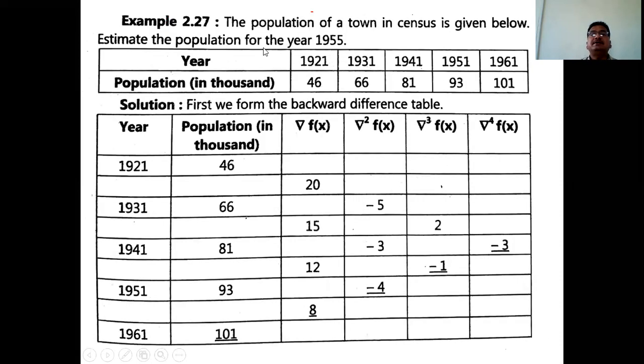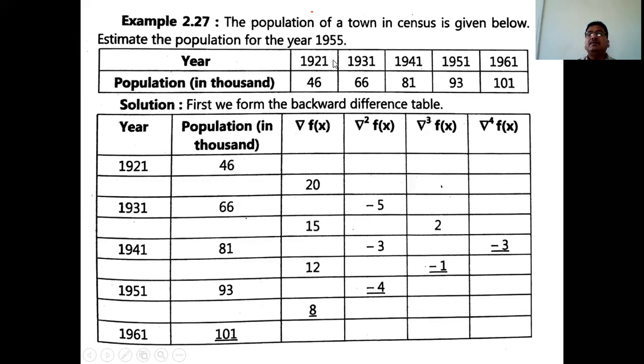So the first problem is: the population of a town in census is given below. This is the year, and this is the population of that town in thousands. We consider the first row as the values of x, and the second row as the values of y or f(x). And we have to find the value at the year 1955. If you observe, this 1955 is at the end of the table.